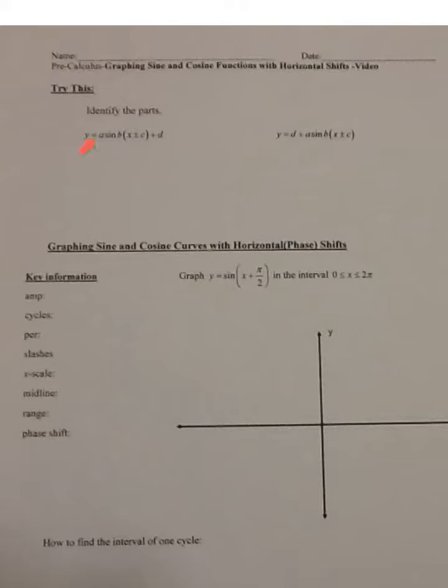Okay, so for the first one we have y equals a sine b times x plus or minus c, plus d. So we have here a is the amplitude. The amplitude is equal to the absolute value of a. The number of cycles is equal to b. We also have the midline, which is y equals d. And now remember, your midline is your vertical shift.